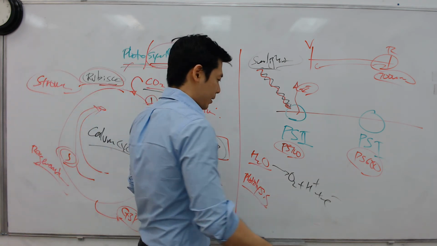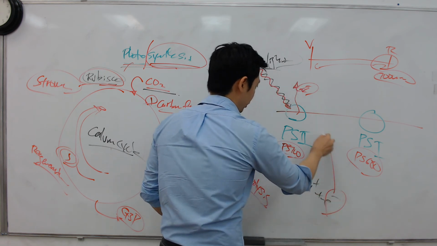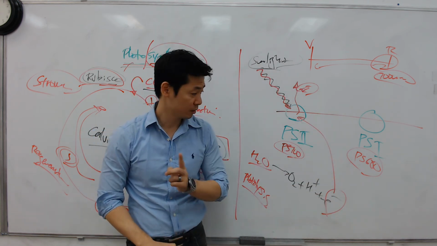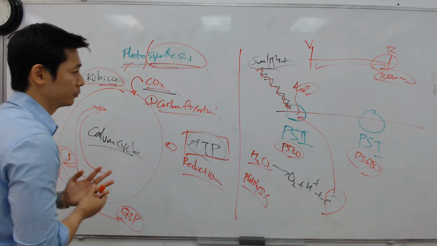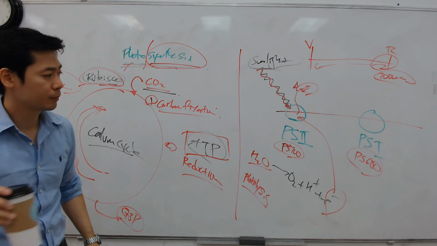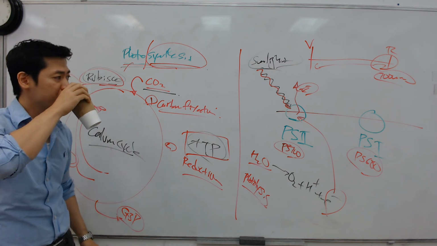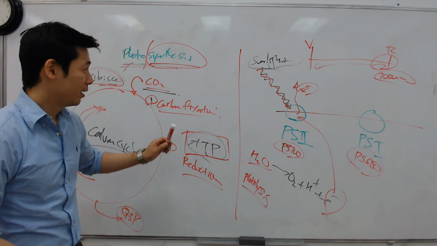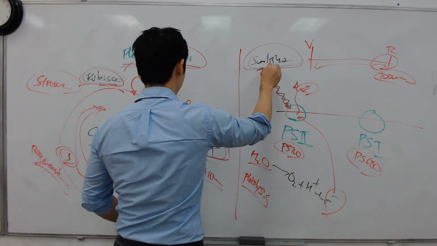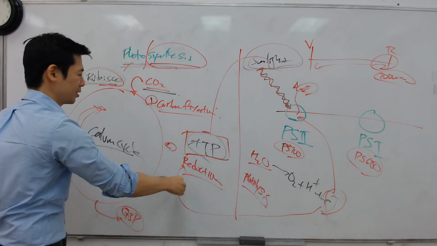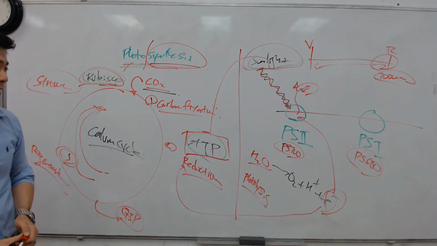So now what happens, guys? The electron here replenishes the photosystem. Do you see this? Energy from sunlight, electron from water. You see that? So now you can kind of see.